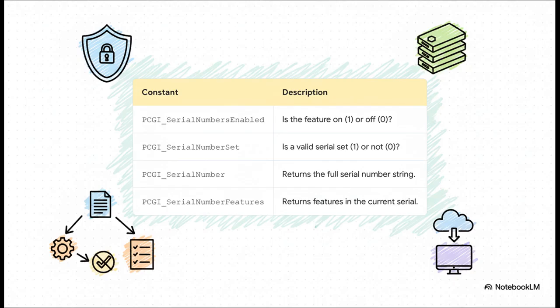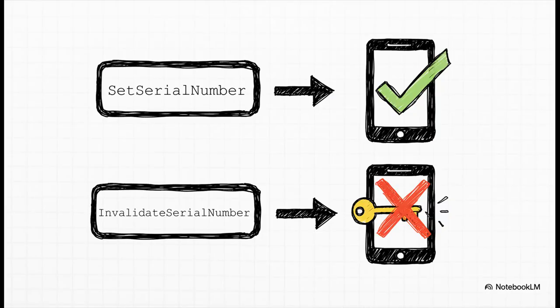This lets you build all sorts of custom logic in your app based on what the user is actually licensed for. And if you want to take it to the next level, there are even more advanced functions. You can use things like set serial number or invalidate serial number to programmatically set or even revoke a serial right from your application's logic. This gives you a really granular level of control.